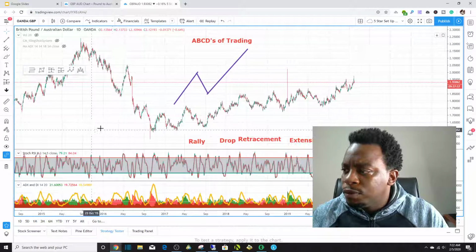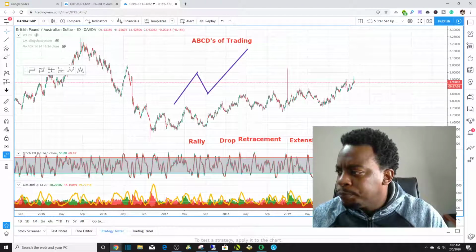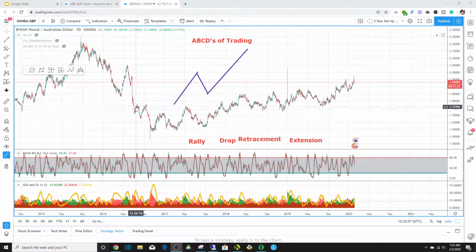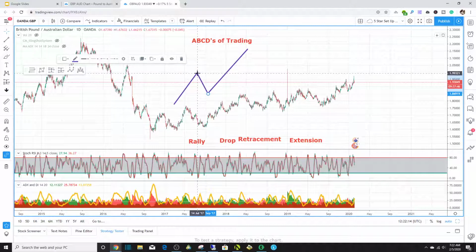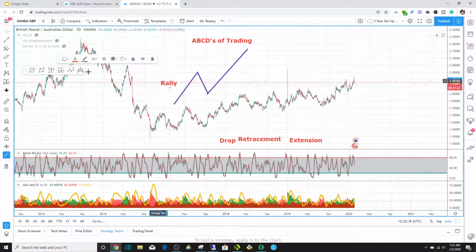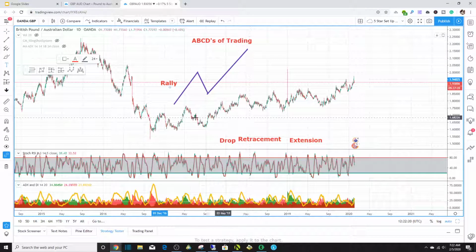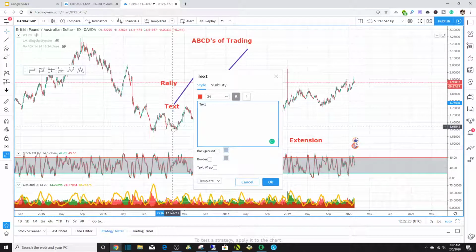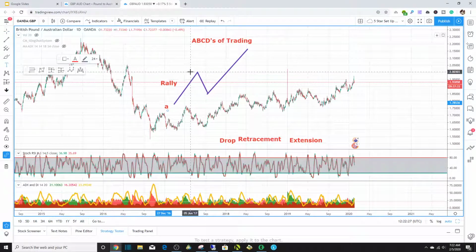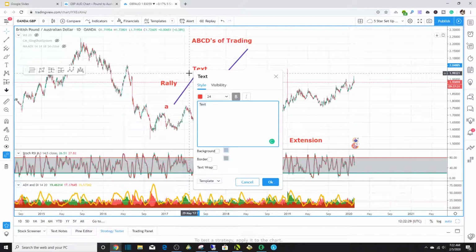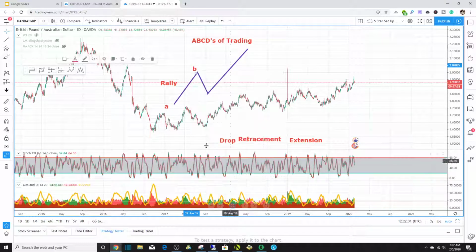I'm going to get off the screen real quick so y'all can see it a little bit more. So we have this high, we have this low, then after that we have this high. So in an uptrend, this movement is called a rally. Now from that rally, you'll have an A, which is the original position. Then after that, you will have a B, which will be the high of that move. From A to B, you'll have a rally.